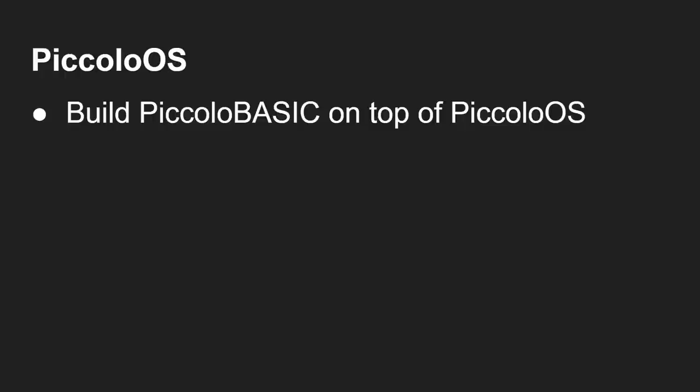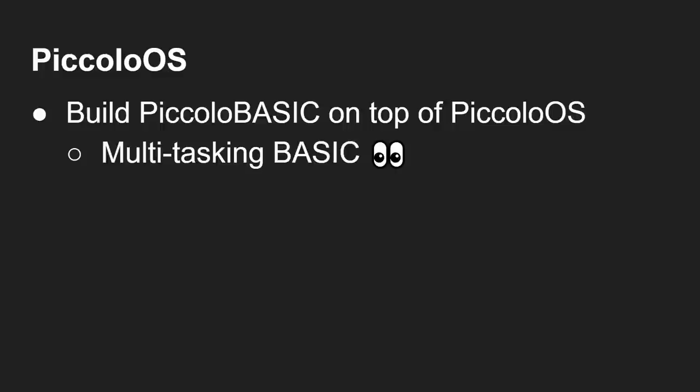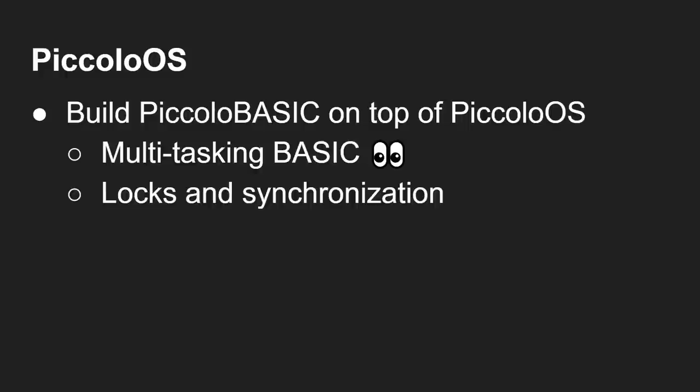And of course, I have Piccolo OS. That is my multitasking operating system for the Raspberry Pi Pico. Now, wouldn't it be fun if we built Piccolo Basic on top of Piccolo OS? So then we get multitasking Basic. This could be great. We could add some constructs to Basic to run other scripts in parallel. It's real-time preemptive multitasking, which is fantastic. Add in some locks and synchronization, mutexes and so on, so we can get things working between the scripts. We can add in support for the second CPU core, all under Piccolo Basic with Piccolo OS underneath providing all this stuff. That would be a great way to go forward as well.